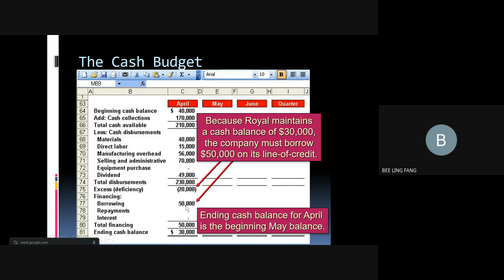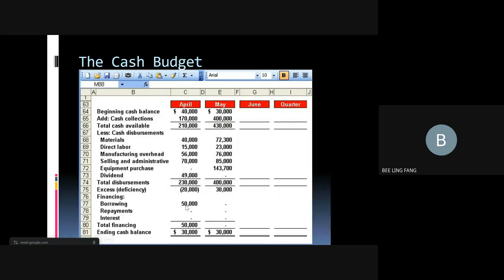Okay, so this is the cash budget, right? So for example, the following month, that means carry forward here, then continue with the cash received for the month, and then minus the disbursements, right? Okay, so here for May, you can see that it is an excess, so no need to borrow, okay?